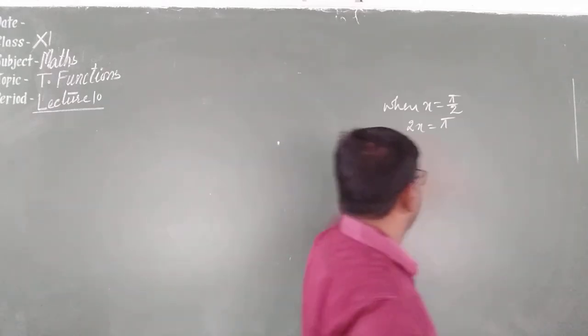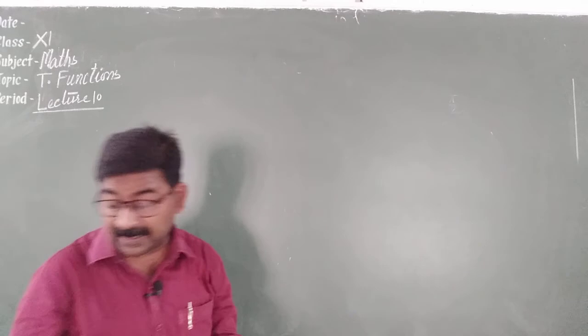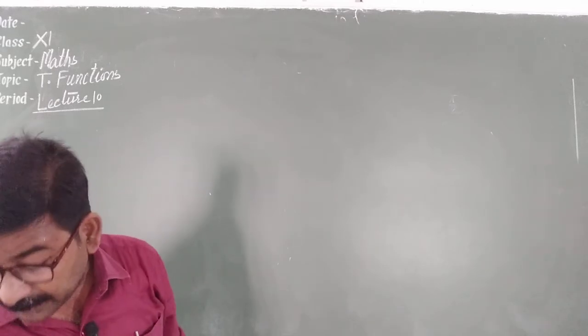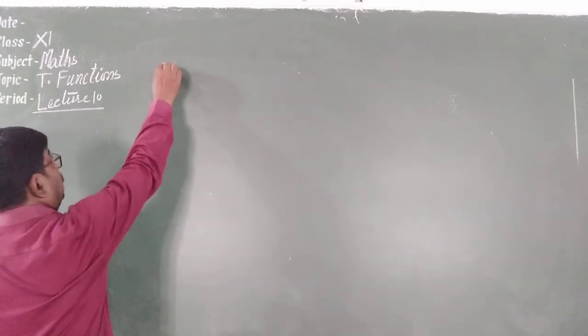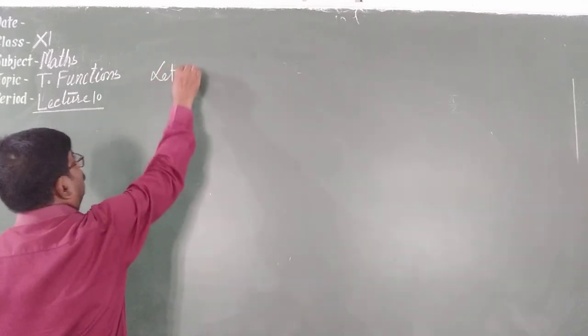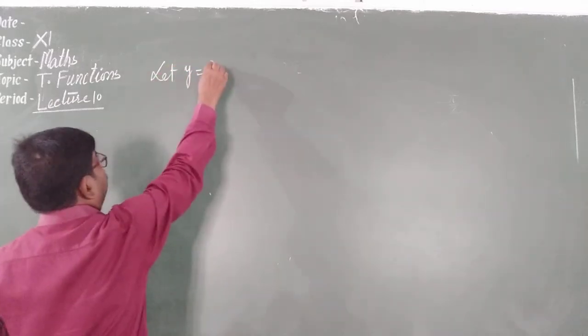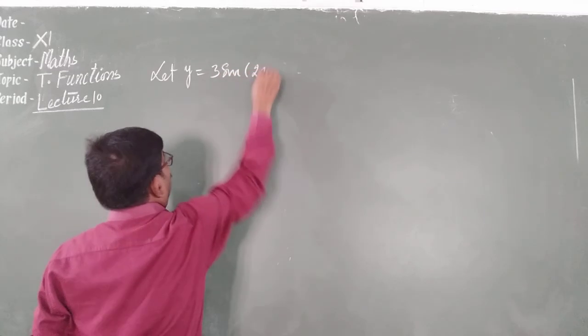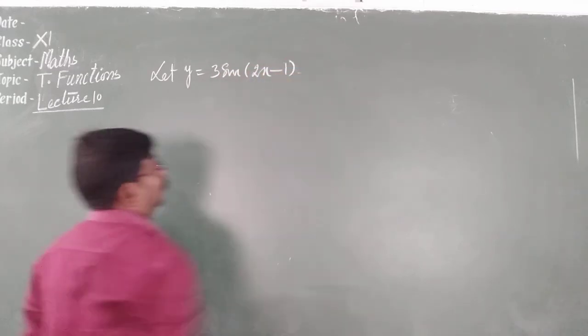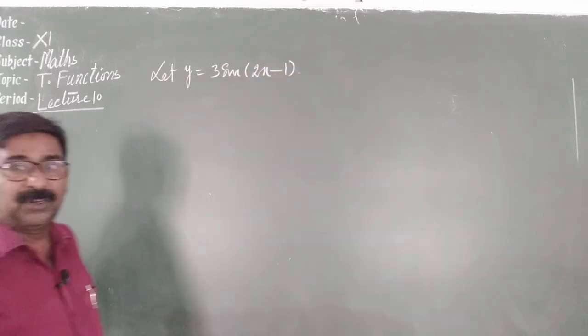Sometimes it is asked, like I am giving one, y is equal to 3 sin 2x minus 1. Let y is equal to 3 sin 2x minus 1. This we have to plot the graph.